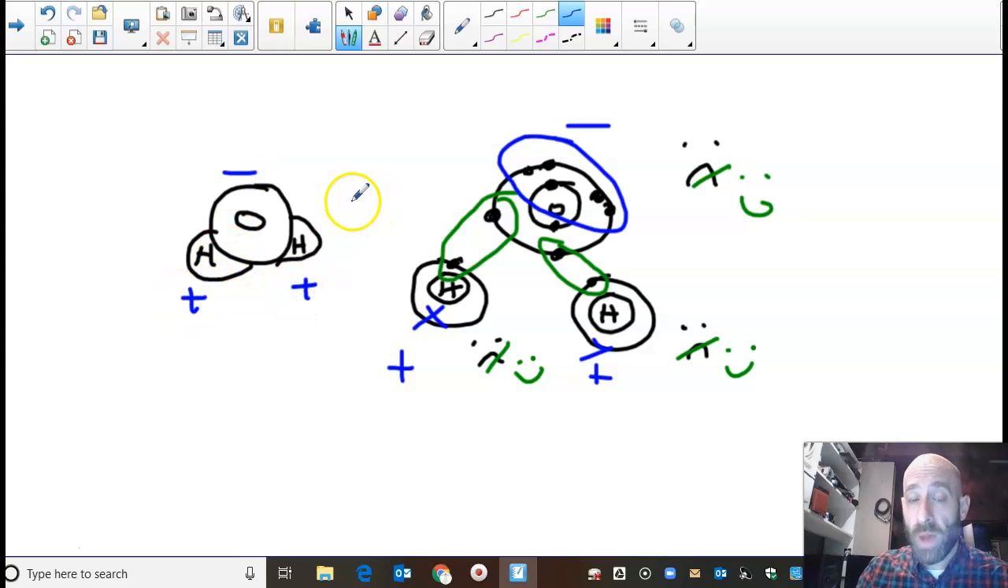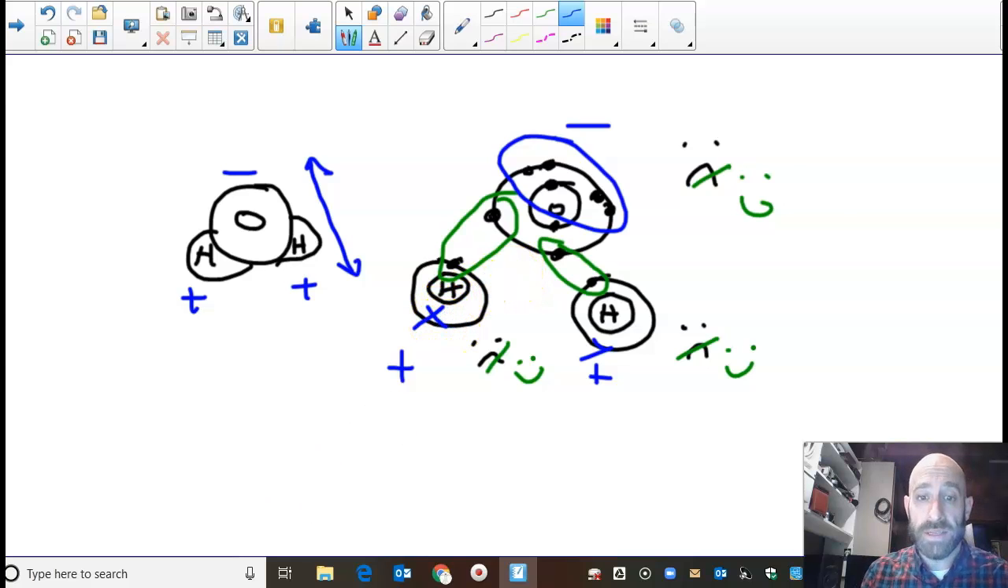So this is a polar bond because there's a difference in charge from one side to the other. It's not a charged particle. It is not an ion, but because one side's got a stronger pull, this oxygen's, it's like playing tug of war. This oxygen is just stronger than the hydrogen, so it's going to pull the electrons that direction.